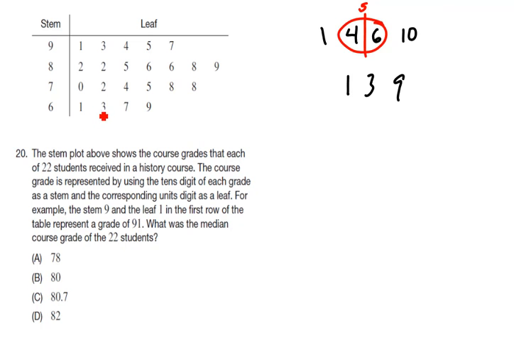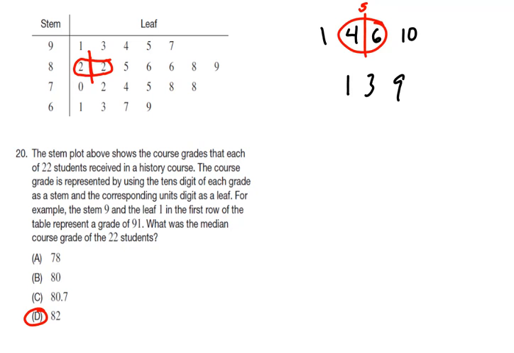We have 1, 2, 3, 4. Then we go up to the 70s. 5, 6, 7, 8, 9, 10. We go up to the 80s. 11 and 12. So in this particular case, the median is going to be halfway between 82 and 82, or the average of 82 and 82, which happens to be 82. And so the answer is going to be D there.